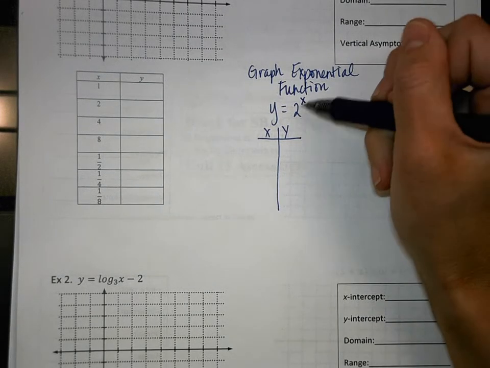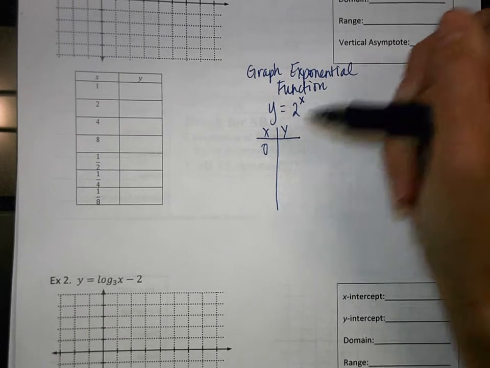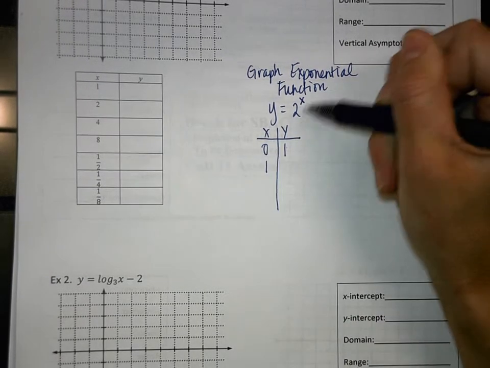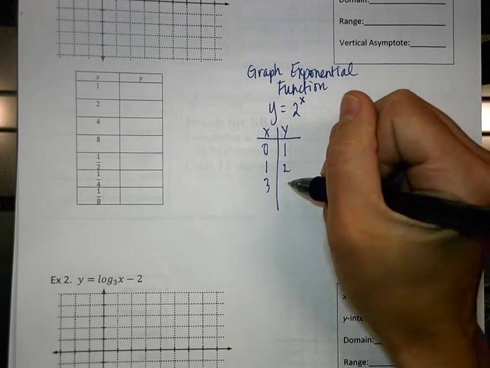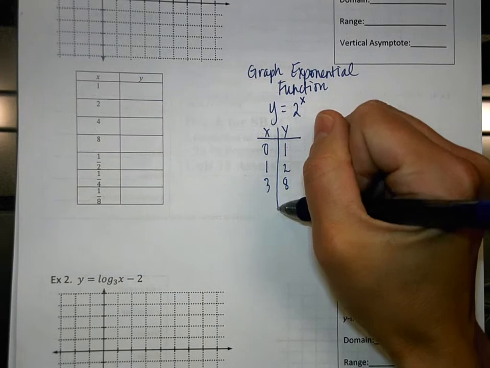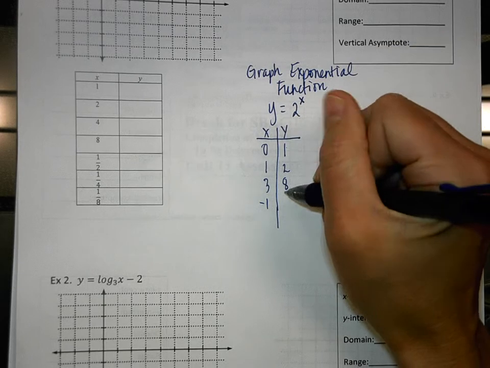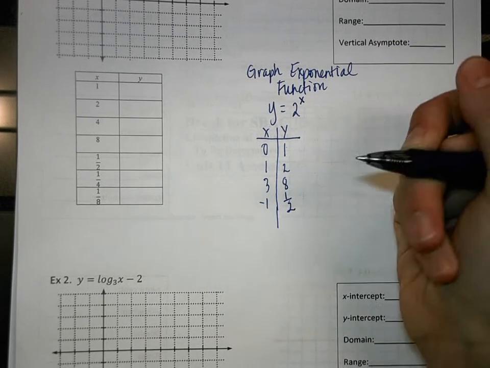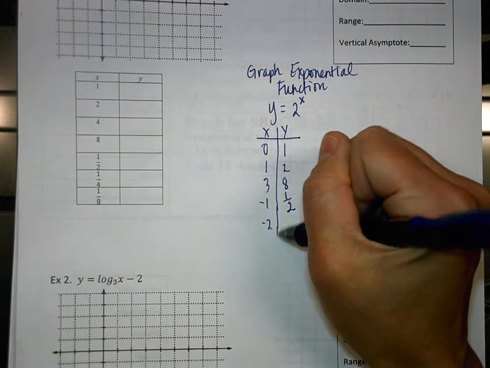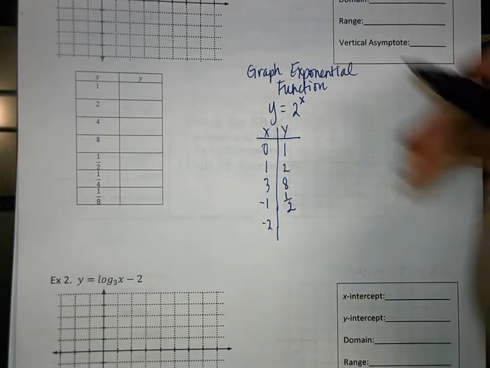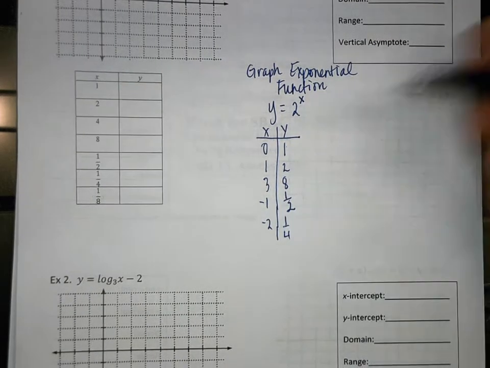So if I plug in 0 here, what is 2 to the 0 power? 1. If I plug in 1, 2 to the first is 2. If I plug in 3, I get 8. Now, if I plug in negative numbers like -1, what happens? You get 1/2. You get a fraction. Good. And if I plugged in -2, I would end up getting 1/4, because the negative exponent makes it the fraction.